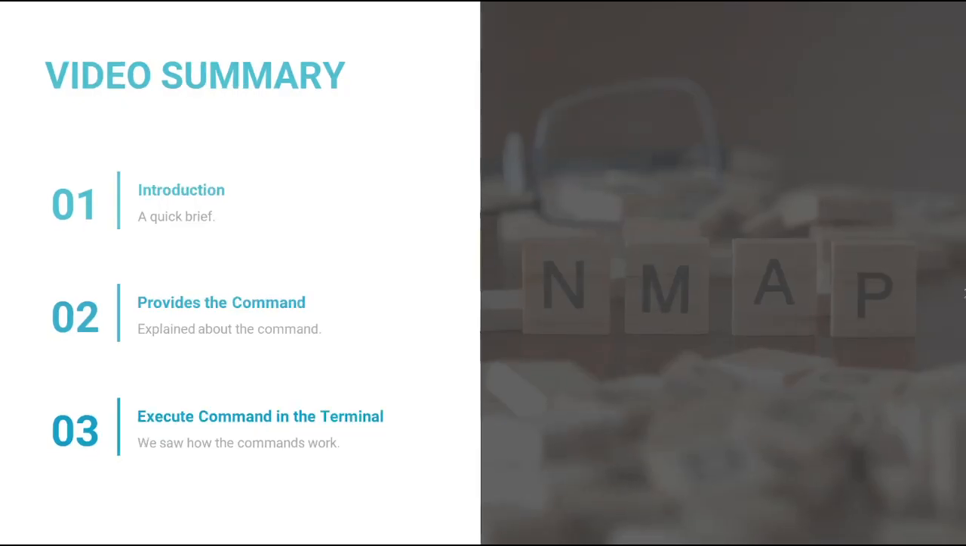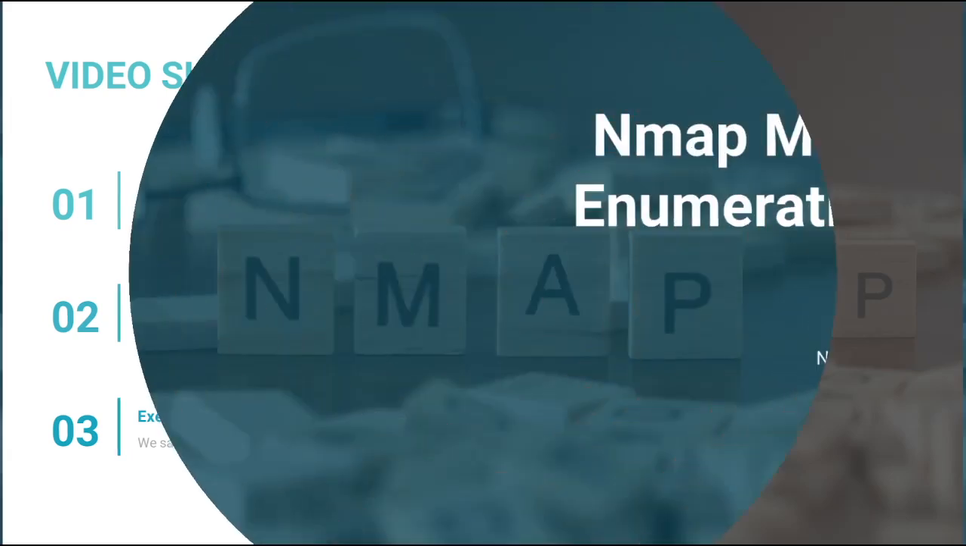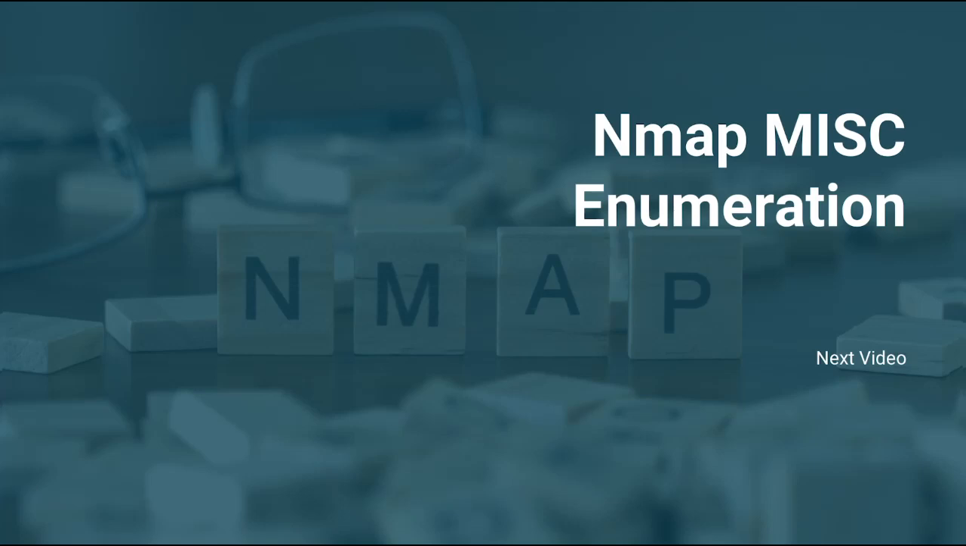Let's have a review and summary of the video. We have a quick brief and then provide the commands, talking about what is useful and what we're going to do about it. Then we execute a command in the terminal, show the result and how it works, and talk about SMB vulnerabilities and all the possible attacks you can perform against SMB servers. In the next video, we're going to talk about Nmap misc enumeration. Good luck.